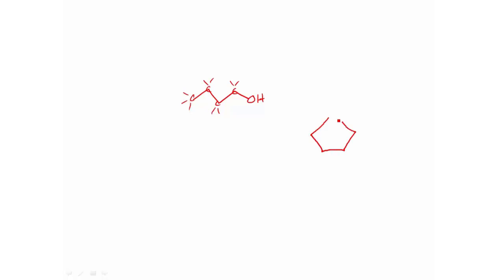Another example would be something like this. Okay, if we see it in a ring form, we know that at that top point, that's not going to be a carbon, that's going to be an oxygen. So for this molecule right here, we would only have 4 carbons in it.